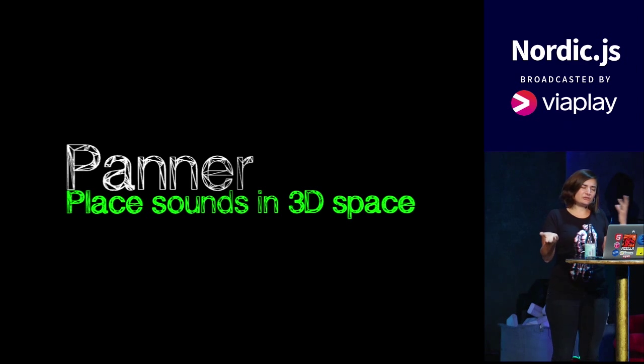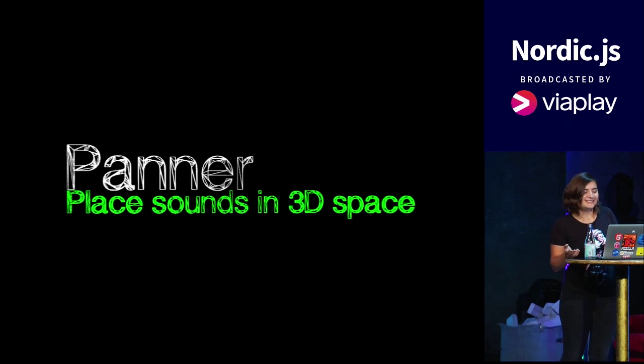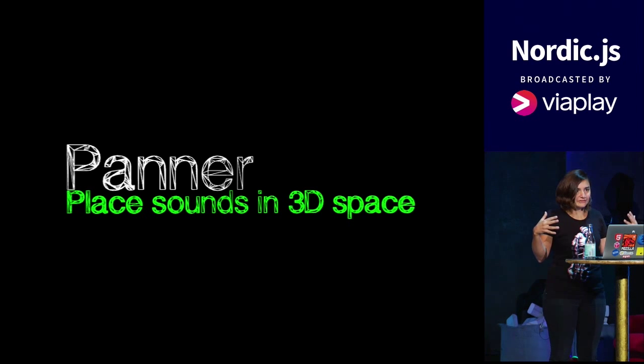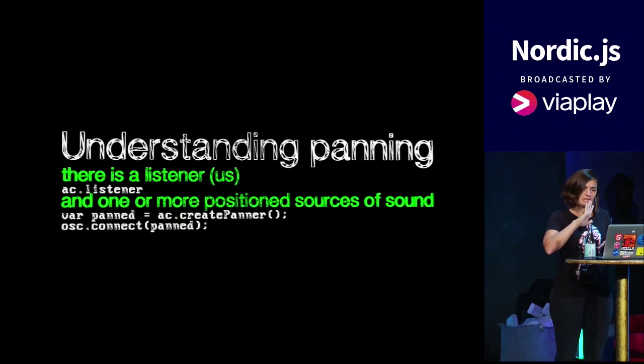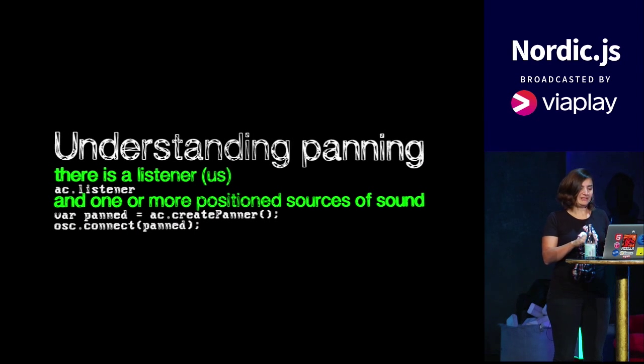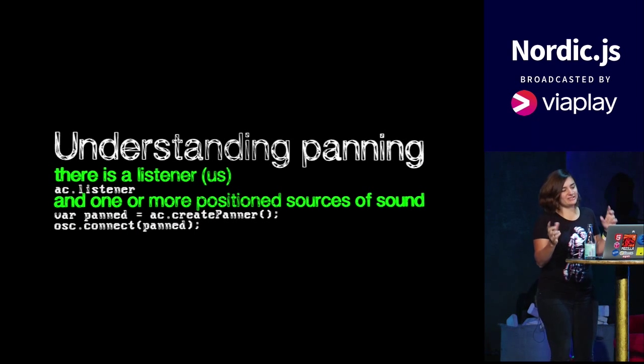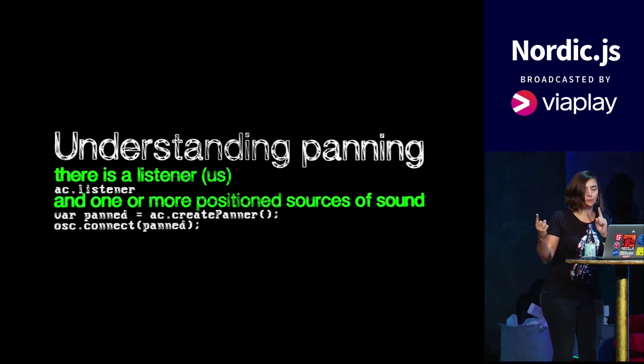So 2D is fine, but it's pretty simple. And when you're doing these kinds of 3D experiences or games, you want things to be a little bit more immersive. So we can use the panner node. It's worth stopping for a moment to understand how it should work, because this is a bit more involved than just setting the pan property.